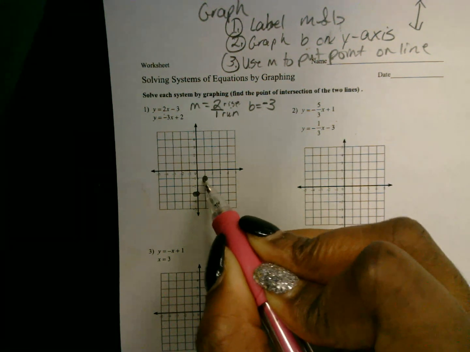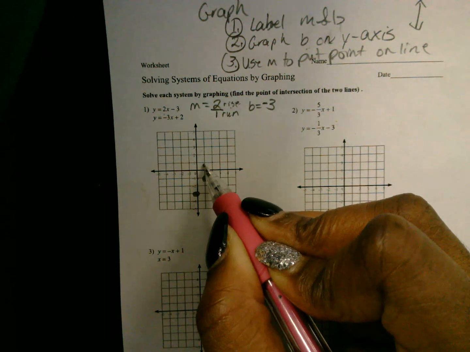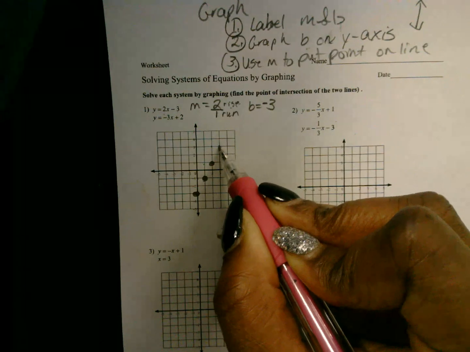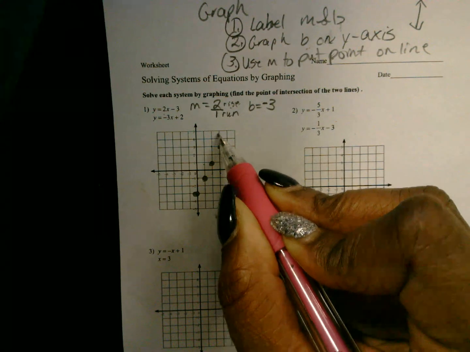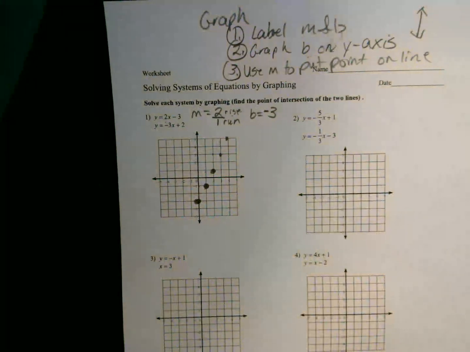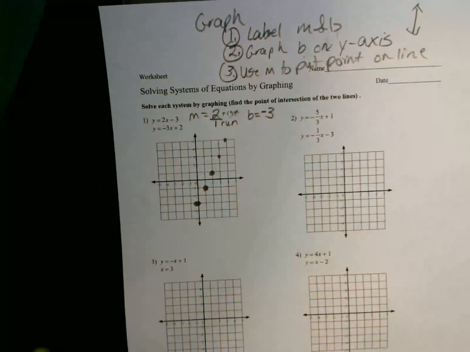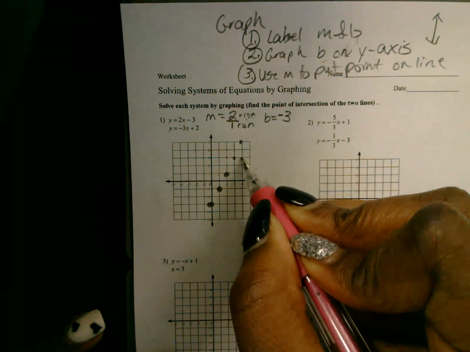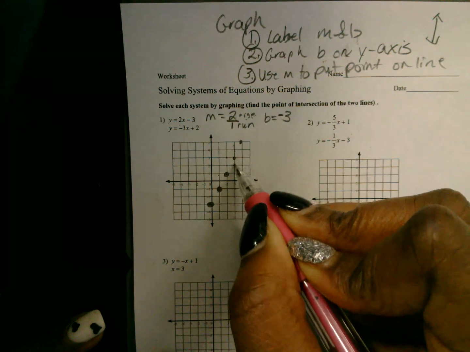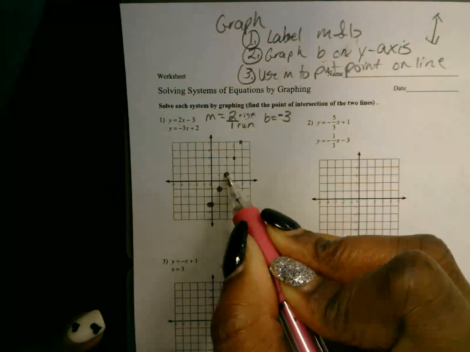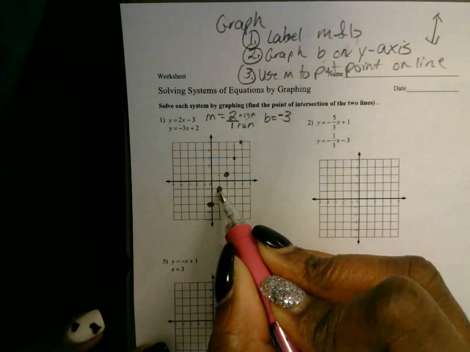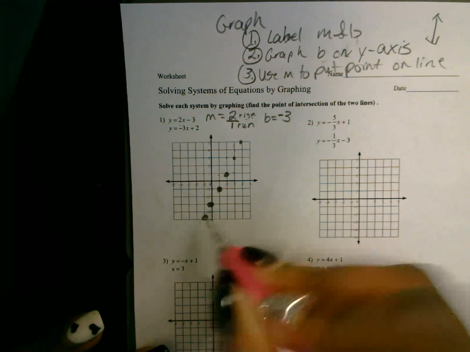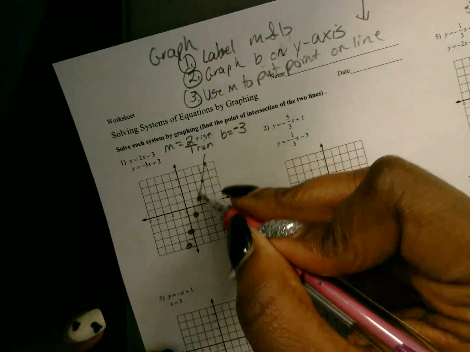We keep repeating those steps: up 2, right 1, up 2, right 1, up 2, right 1. If I want points in the opposite direction, instead of going up 2, I go backwards: down 2 and to the left 1. Down 2, left 1. Down 2, left 1. And connect your points.